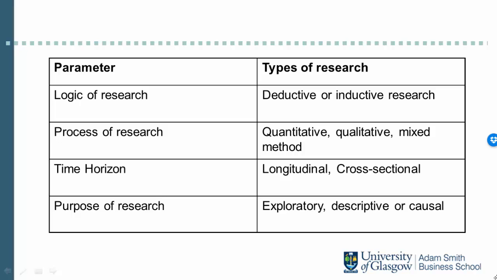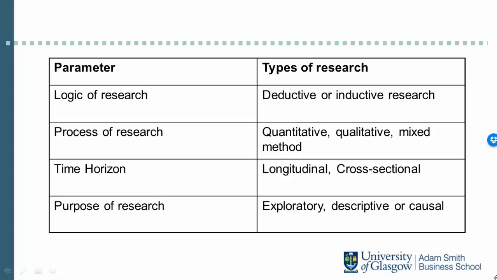I like to think about research designs in terms of the following parameters: logic of research, that distinguishes between deductive and inductive research; process of research, where we talk about quantitative, qualitative, and mixed method designs. We can also distinguish between short-term and long-term design, where longitudinal versus cross-sectional design come in. Finally, given the purpose of research, we can talk about exploratory, descriptive, or causal research.